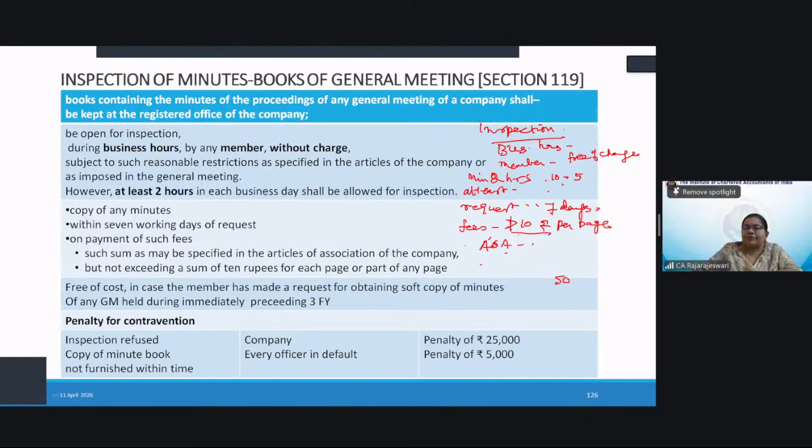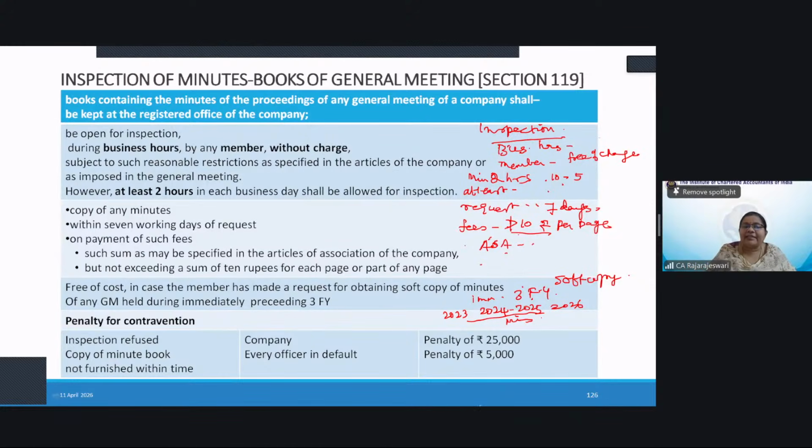If it is a soft copy, then no charge. Soft copy in the sense that he has requested it online, to his email, not a physical copy. So you are going to send only a soft copy of the minutes of any general meeting for the 3 preceding financial years. He is asking for the immediately preceding financial years. So 2026 AGM, then 2025 AGM, then 2024 AGM, 3 preceding financial years, 2023. So these 3 years' minutes he is asking, you can send them by soft copy also.